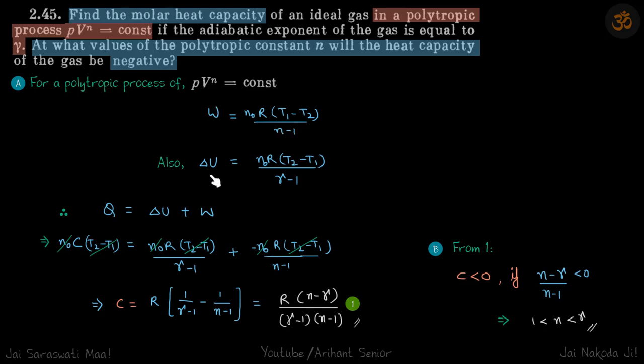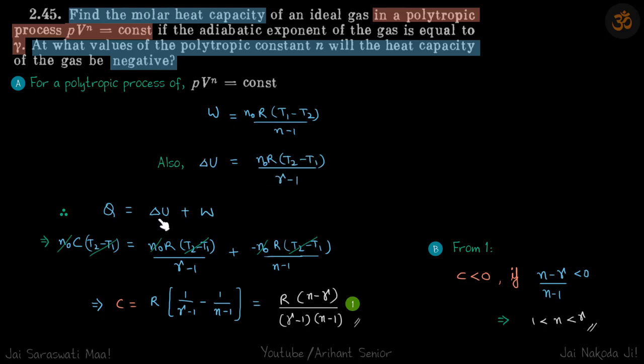And also for any polytropic process, in fact, it doesn't matter what the process is, delta U is always n₀R(T2 - T1)/(γ - 1). I'm using the term n₀ here so we don't get confused by n. So n₀ represents the number of moles of the gas. So delta U is this, we know that.